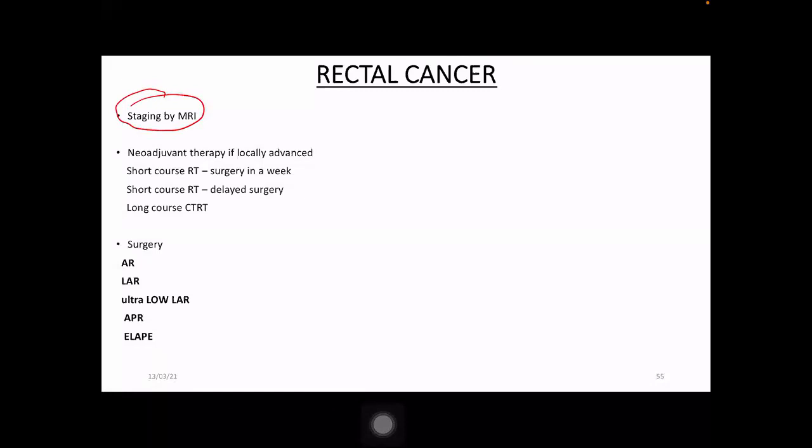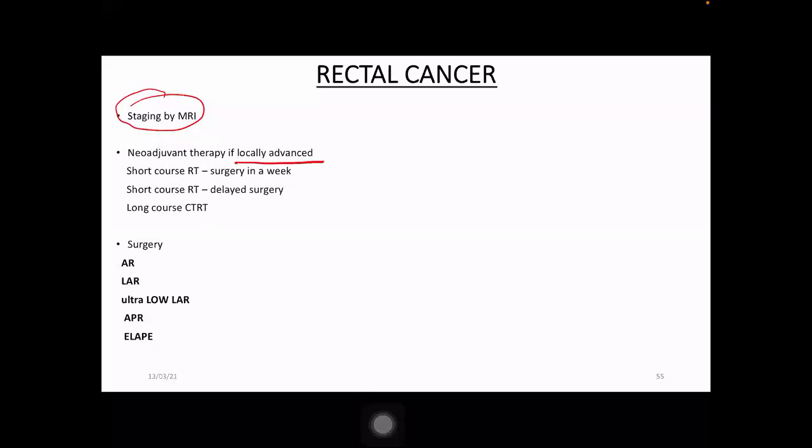But you need not remember all these things. At least remember that the T stage is the most important thing which you get from the rectal cancer MRI, based on which you guide your therapy. Along with the T stage and N stage from the MRI, you start the patient on neoadjuvant therapy, depending upon whether it is locally advanced. If it's locally advanced, you start the patient on neoadjuvant therapy.